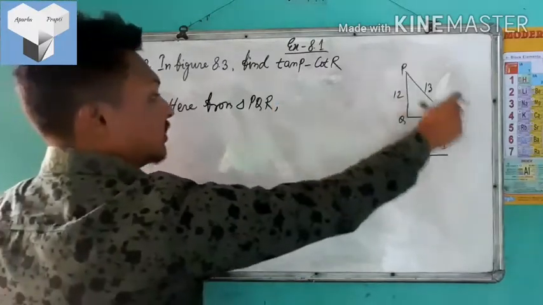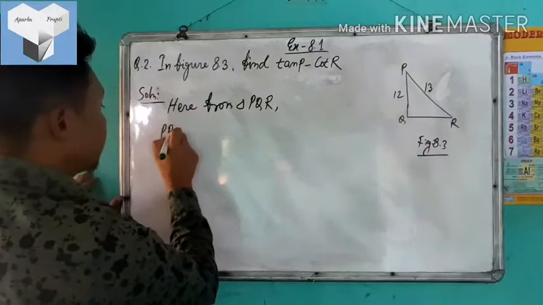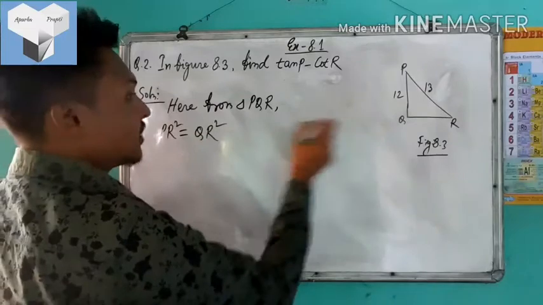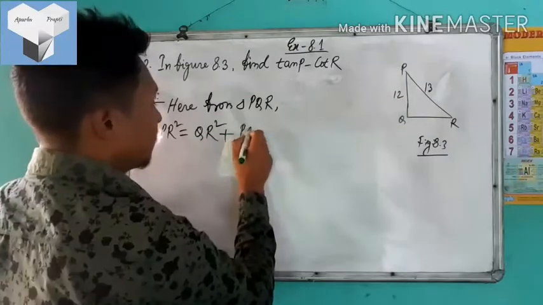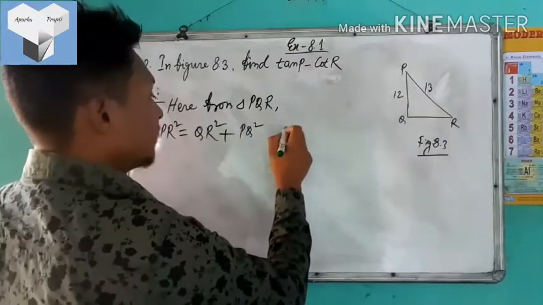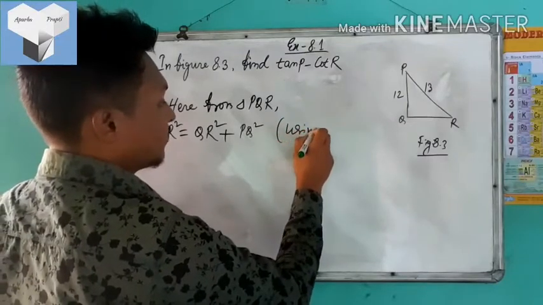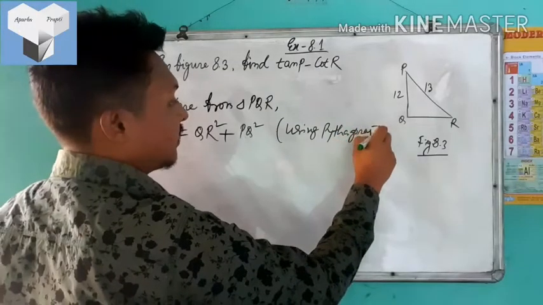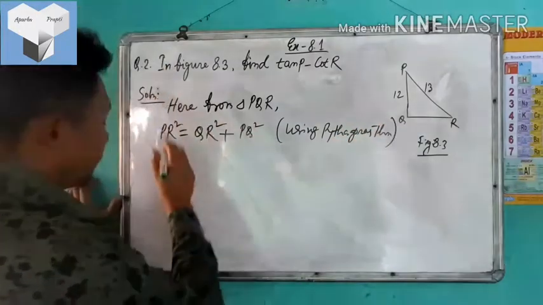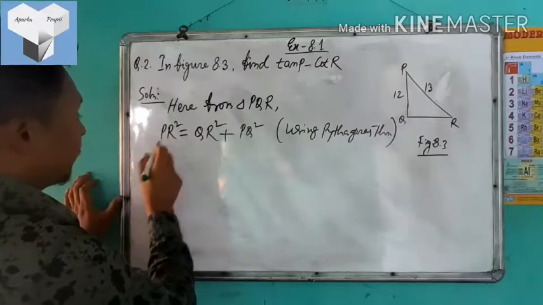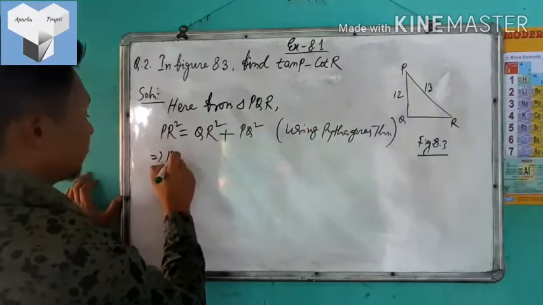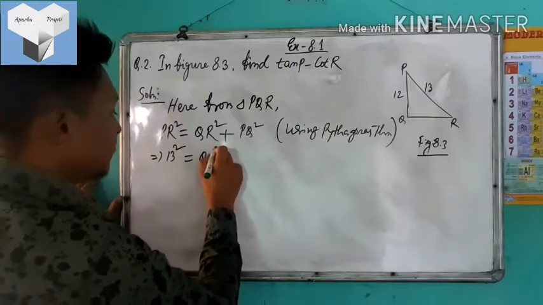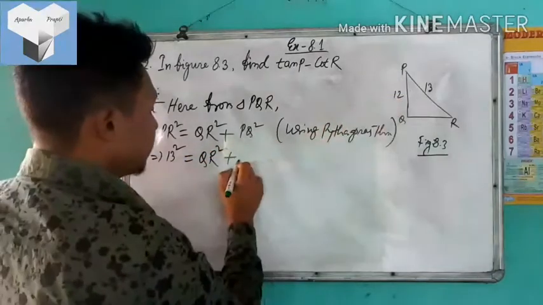Using Pythagoras theorem, this is PR square will be QR square plus PQ square. You can write in this way. So the value of PR is how much given? 13, and square. QR is missing, so we shall place it like this. Plus PQ, value of PQ is given how much? 12 square.